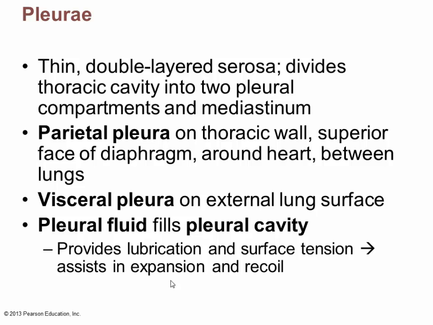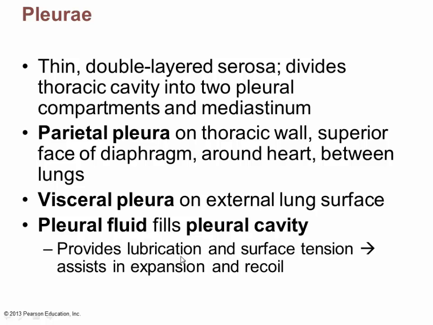The parietal pleura is found on the thoracic wall, on the top part of the diaphragm, anywhere around the heart, because that sits right in the middle, between the lungs. The visceral pleura, that's sitting right on top of the external surface. And then between them, we have pleural fluid that fills the pleural cavity. So the space in between the two pleura, the parietal and the visceral, is the pleural cavity with pleural fluid, pleura meaning lungs.